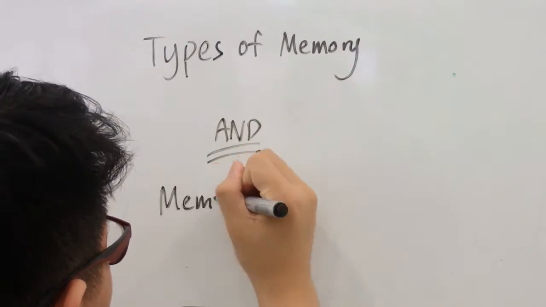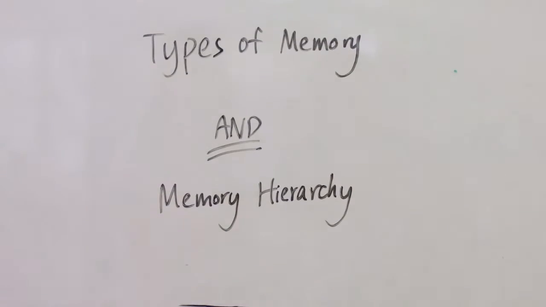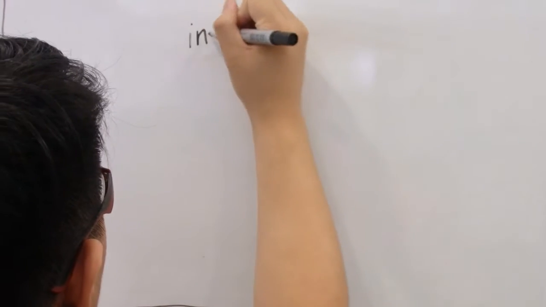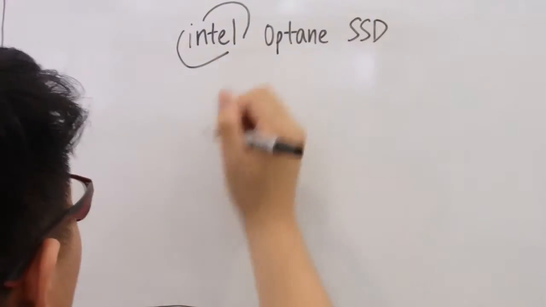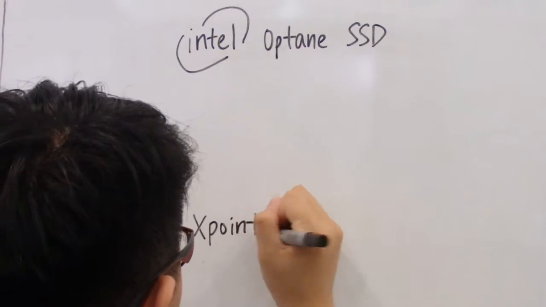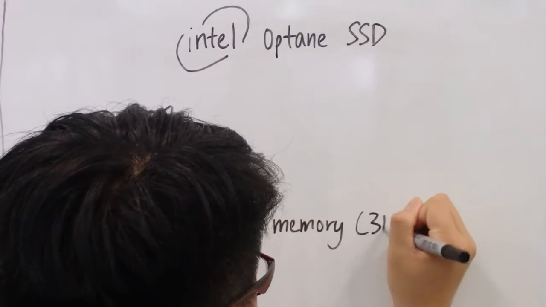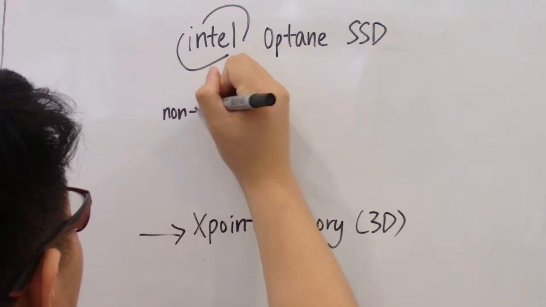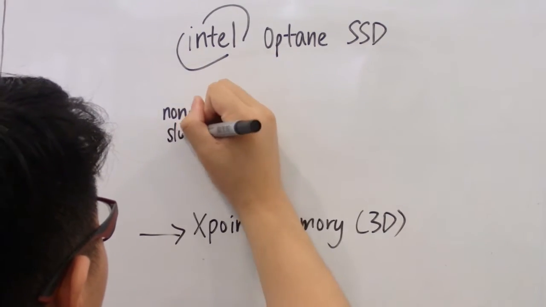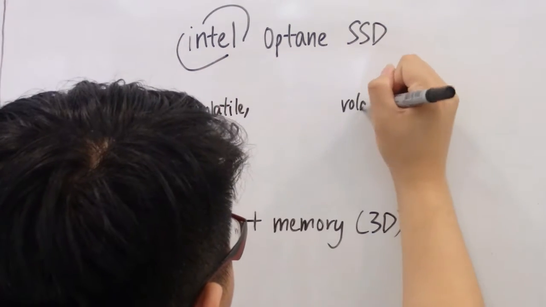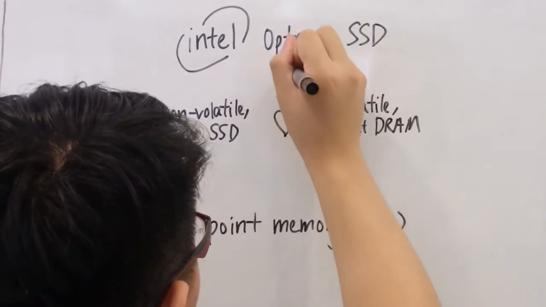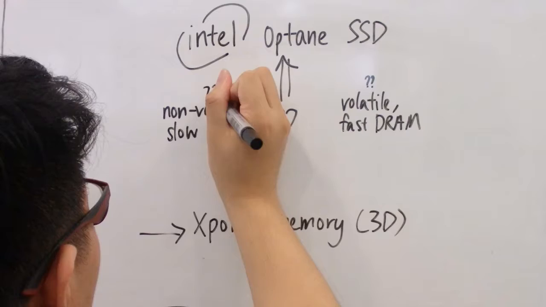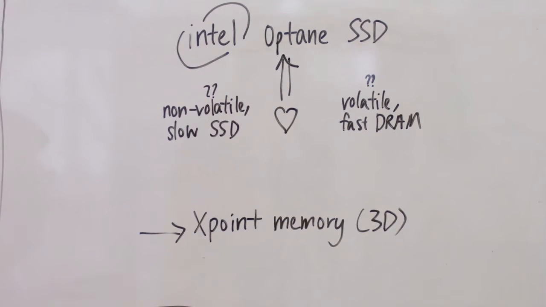So what is the latest type of memory in the market now? It is none other than Intel's new Optane SSD, which utilizes the latest 3D XPoint memory to essentially combine a non-volatile, slow memory such as a SSD and a volatile fast memory such as a DRAM to form a non-volatile yet fast memory. Wait, you might be asking, what is volatile memory and non-volatile memory? So let us get right into it.